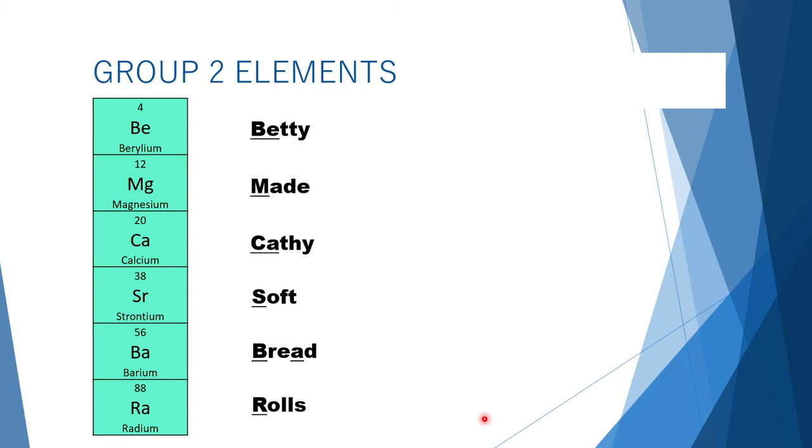Now let's have a look at group 2 elements. The sentence to be memorized is, Betty made Kathy soft bread rolls. The word Betty is to be memorized as it represents the symbol Be as the element beryllium. The word made represents magnesium and followed by the rest of the words representation.